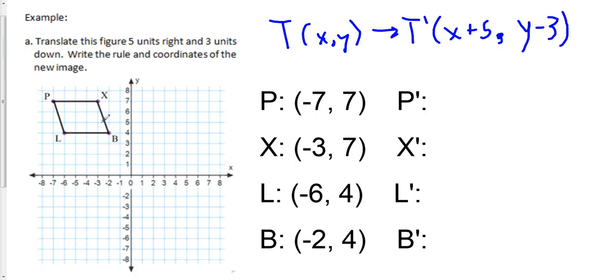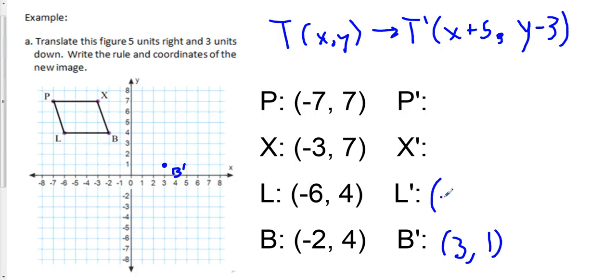Okay, now I'm going to find B just by moving it 5 to the right, 1, 2, 3, 4, 5, and 3 down. 1, 2, 3. So B prime should be right there, meaning that it's at 3, 1. And I found that by taking the point and actually sliding it over and moving it down. But we can also see negative 2 plus 5 is 3, so it fit that rule. 4 minus 3 is 1, so it fit the rule. So we can just fit all of these into the rule.